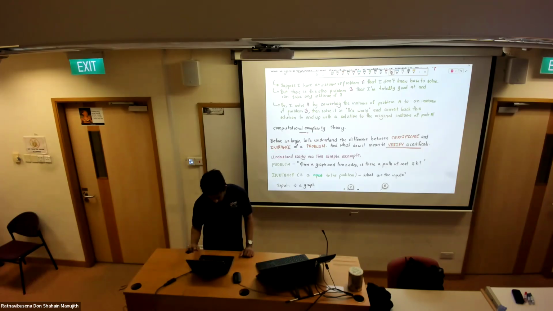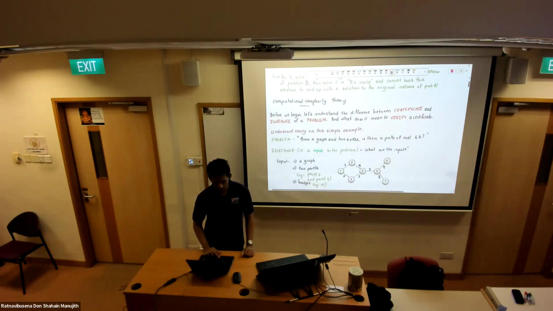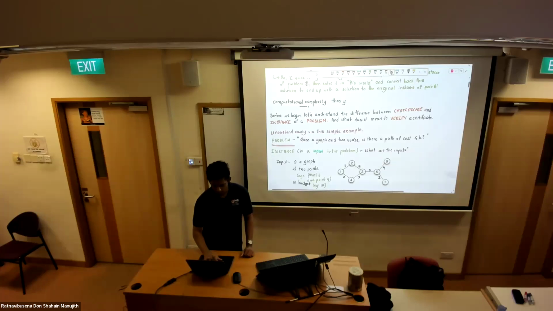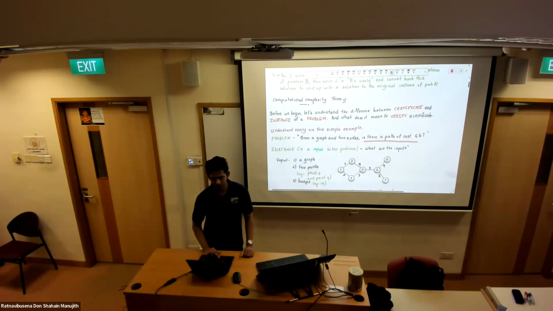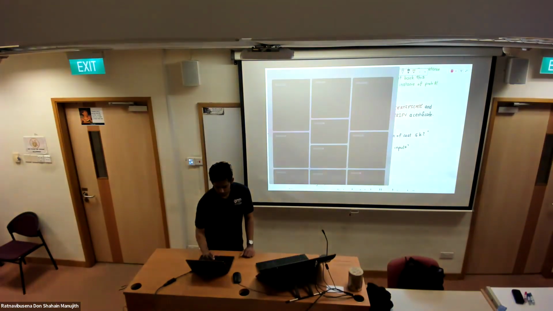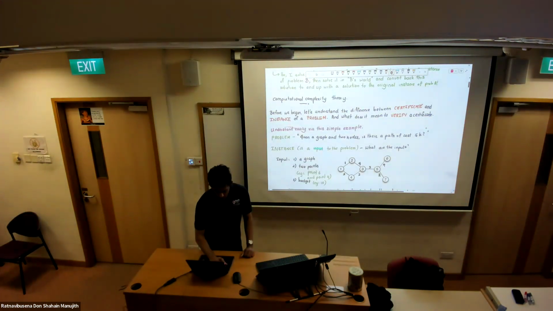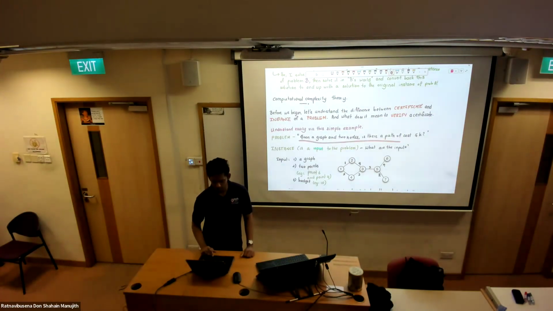We also need to understand what it means to verify a certificate. It's easily understood if you take an example. Suppose I give you a problem: given a graph and two nodes, is there a path of cost at most k between them? That's my question. So this problem is: given a graph and two nodes, is there a path of cost at most k? What is an instance of a problem?